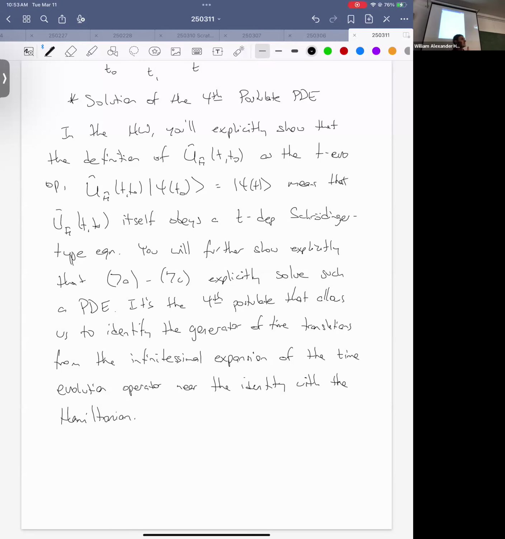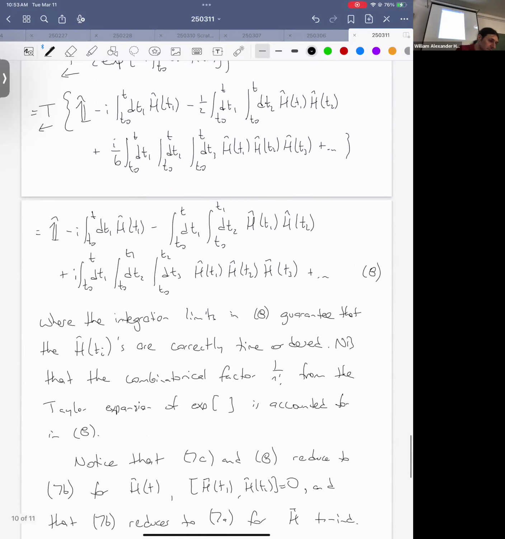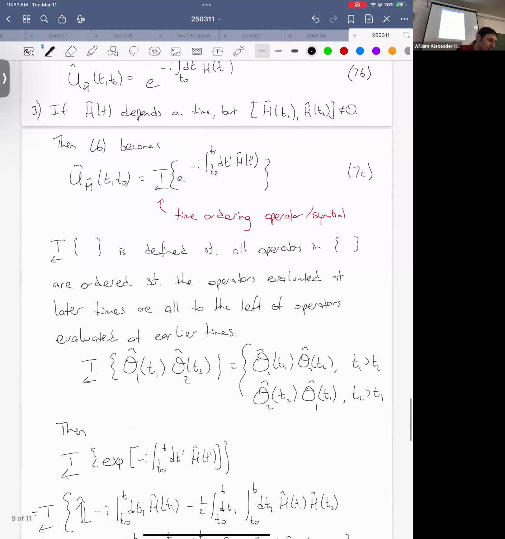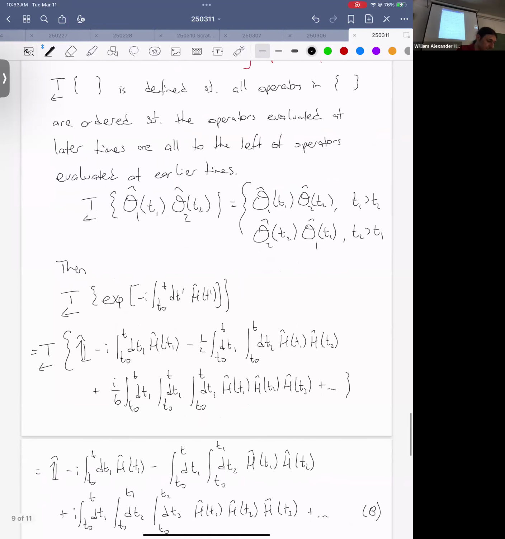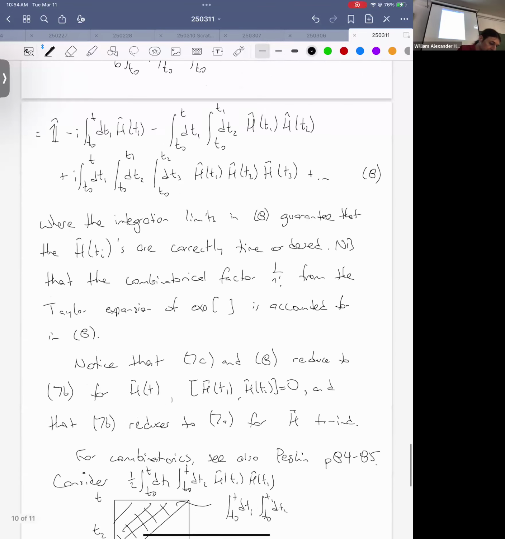When you spoke earlier about the pages on time ordering, could you just scroll up? So this is where I first mentioned the time ordering, and then I can show what the time ordering symbol does with the exponential. Do you want here or further down? Further down. Diagram. Oh, yes.